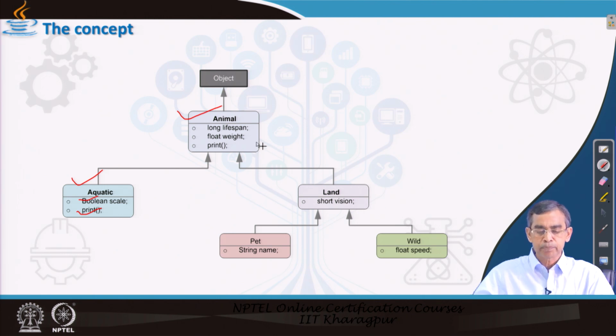Another subclass of the class Animal is Land. It does not have any print method. This print method is bound to it, and there is only one field. Now, similarly, Land has its own two subclasses, namely Pet and Wild. It has arguments; the fields are a string, name, and the speed. So, this is a simple class hierarchy where different classes are there.